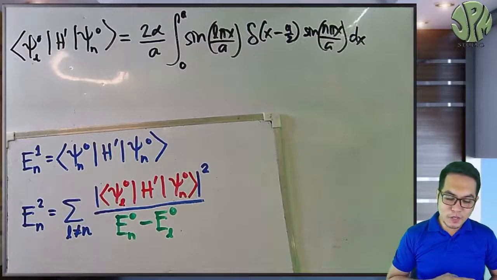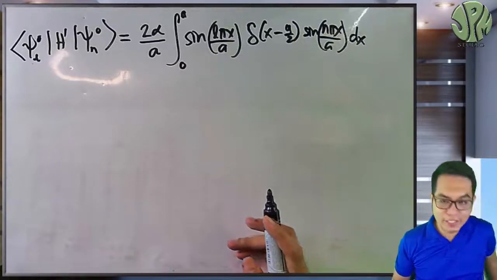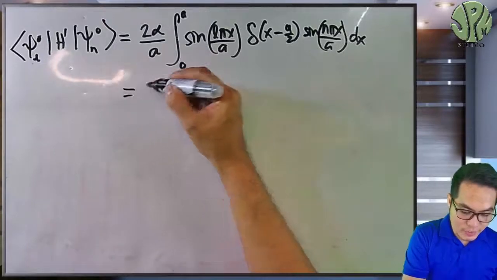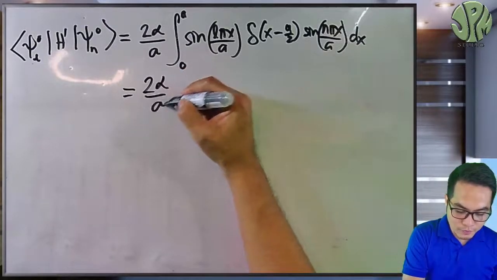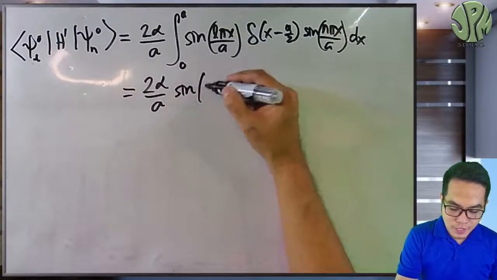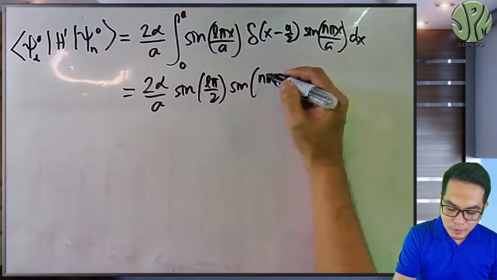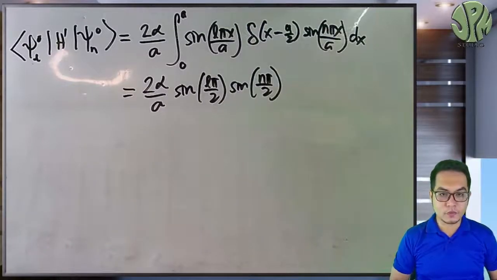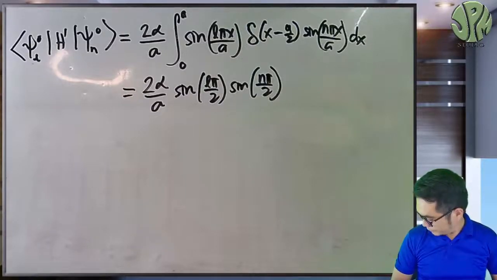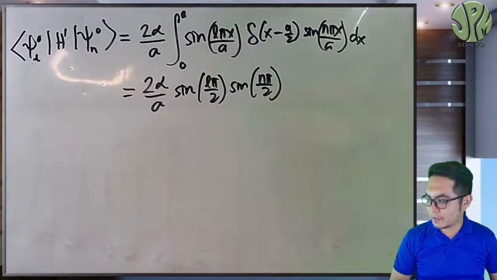So again, you have a Dirac delta function in the integrand, meaning you don't need to integrate. So this is just basically 2 alpha over a sine, so at x is equal to a over 2, so you have sine L pi over 2 sine n pi over 2. Okay, so take note here that n is already at, that is the first condition.